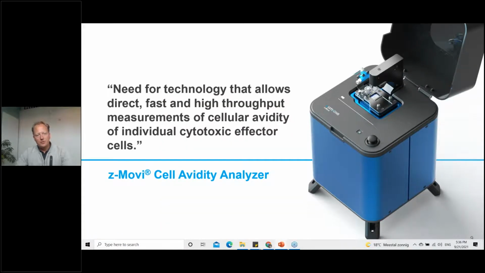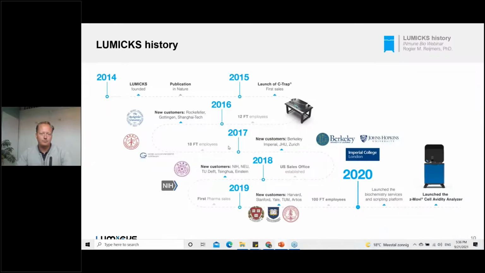So to measure these kinds of interactions, so the collection of interactions, there's a need for technology that allows direct, fast and high throughput measurements of cellular avidity of individual cytotoxic effector cells.